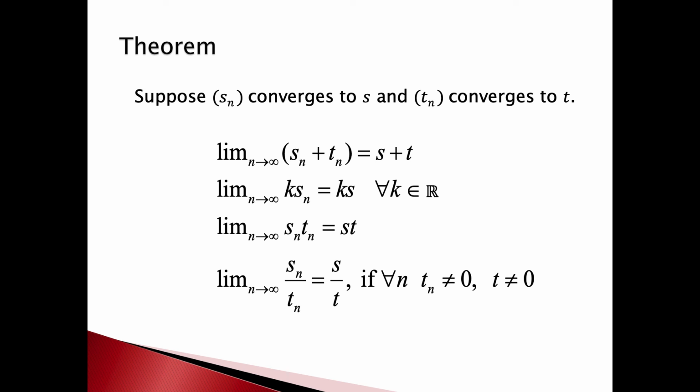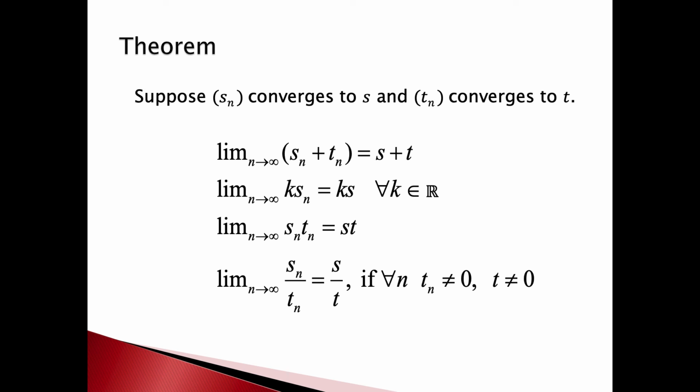The last one's a little trickier to state because we're dividing. So if you take one sequence and divide by another sequence, then it will converge to the limit of the first sequence divided by the limit of the second sequence, assuming of course that we don't accidentally divide by zero anywhere. So we have to be careful to say that the sequence in the denominator is never zero, and it doesn't converge to zero, so that we're not accidentally dividing by zero when we do this. But these are all things that of course should be true about limits.